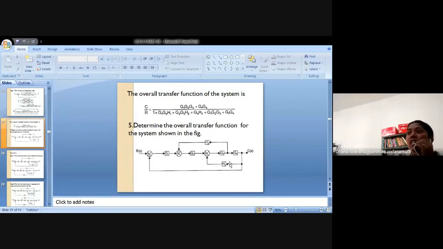Otherwise, I can move this branch point before G4. If I move this branch point before G4, nothing is going to change. Why? Because there is a summing point here. To the summing point, one forward path gain G3 is there, and the feedback path gain H1 is there, so it doesn't matter if this branch point is this side. Actually, what I have done is I have moved this branch point this side.